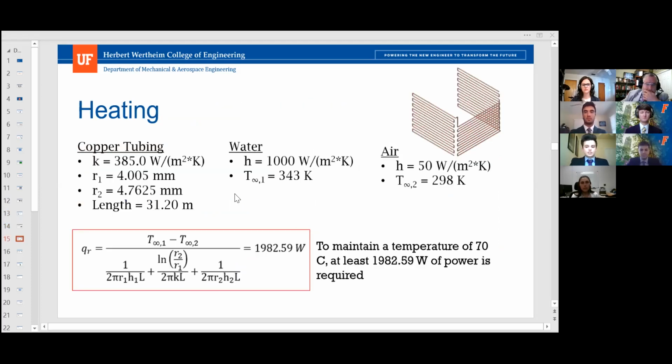To ensure that the temperature will remain at 70 degrees Celsius, the heat loss of the warm water flowing through the tubes was calculated, taking into account the thermophysical properties of the copper tubes, the air, and the water. Based on this information, it would take approximately 1,982 watts of power to maintain the maximum temperature inside the structure. For this reason, the immersion heater is rated for 2,000 watts, thus ensuring the temperature will be maintained.